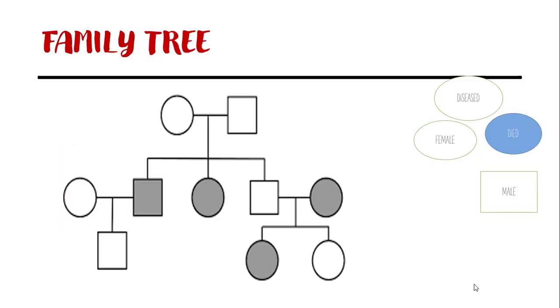Next is the family tree. You have to draw the family tree properly and mention who is deceased, who is dead, who is female, who is male, and you have to draw the family tree specifically and neatly.